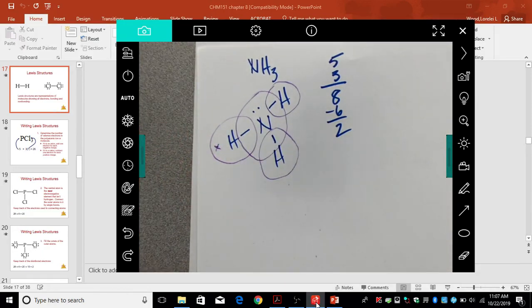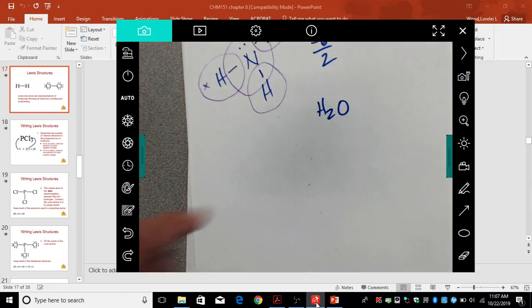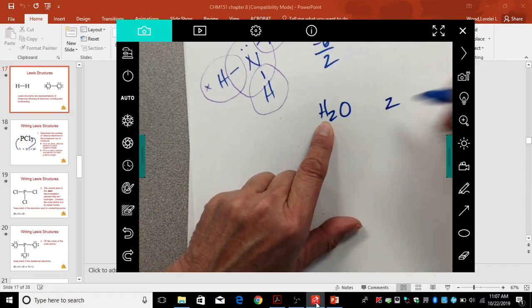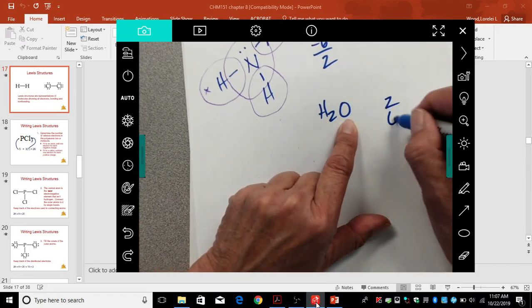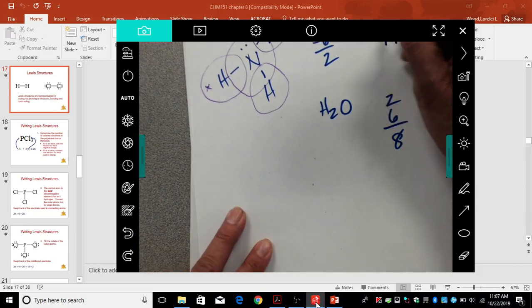Let's do another example. Good old H2O. How many valence electrons does each hydrogen have? Well, there's 1 each. There's 2 of them. How about oxygen? 6. Once again, they don't all have 8. I'm just using some super simple examples here. Who's going to be the central atom, hydrogen or oxygen? Oxygen.